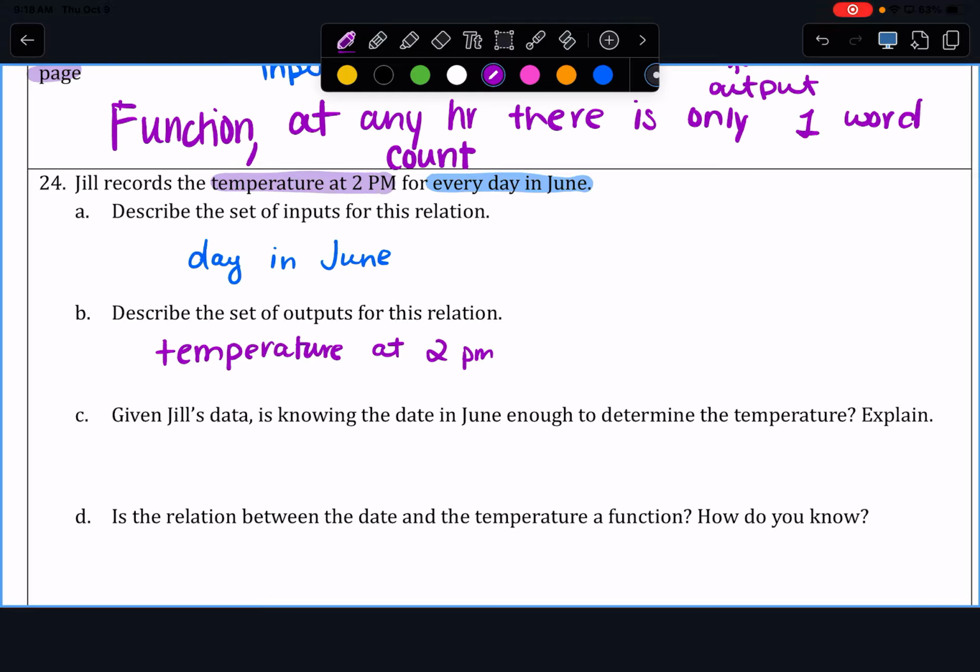All right. Given Jill's data, is knowing the date in June enough to determine the temperature? If I asked Jill, hey, can you tell me the date at June 13th? Could she tell me? Yeah, right. She's recording every single day. If I asked Jill at the 21st of June, what was the temperature? Could she tell me? Yeah. Okay. So that is enough to tell me that, because each day has a temperature.